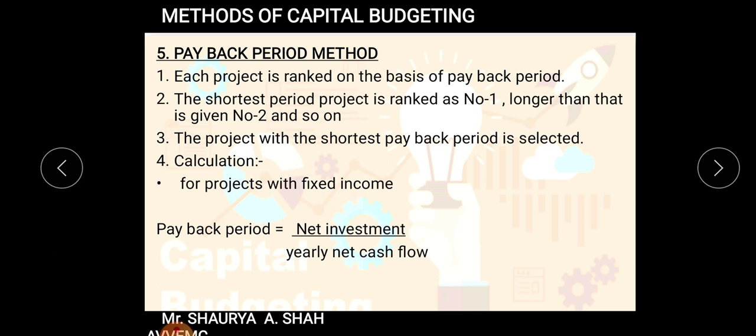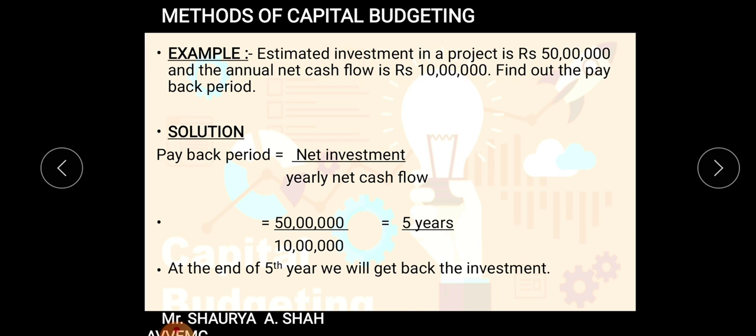Fine. So we will see the basic formula for fixed cash flow: it is your net investment divided by yearly net cash flow, right? As I gave you the example, for 5 lakh rupees of net investment I am getting 1 lakh rupees of net cash flow every year. So what I'll do is 5 lakh divided by 1 lakh gives me the payback period of 5 years. Is it clear? You will be much clearer with this example.